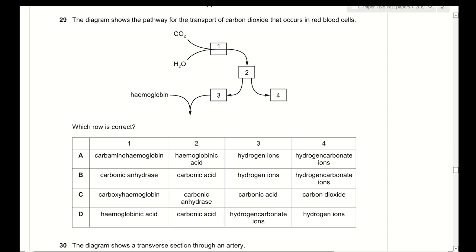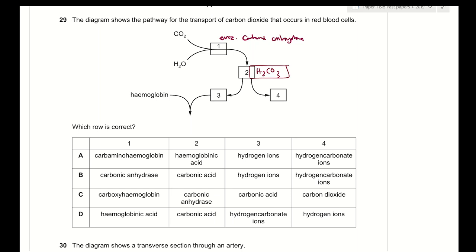Question number 29. The diagram shows the pathway for the transport of carbon dioxide that occurs in red blood cells. Which row is correct? As we can see here, in the transport of carbon dioxide, carbon dioxide combines with water and forms carbonic acid. So 2 is carbonic acid. By what, you may ask? By the action of the enzyme carbonic anhydrase.